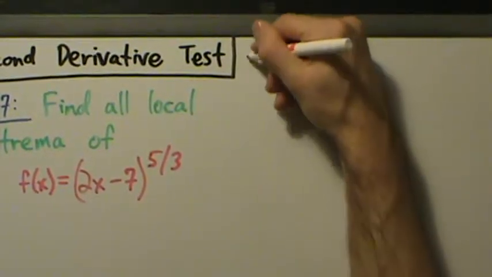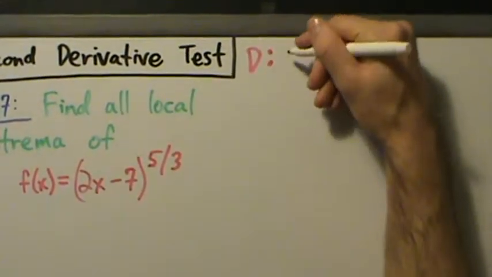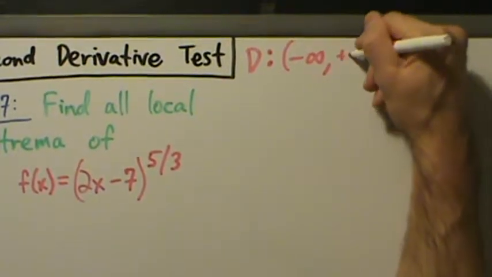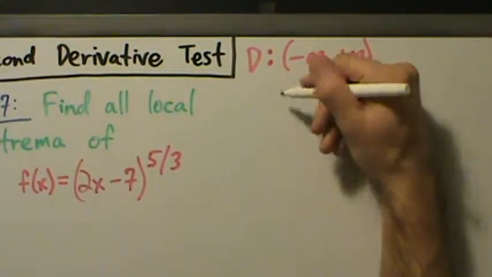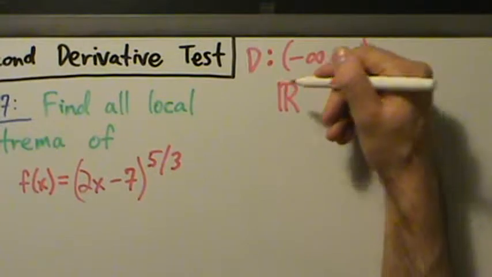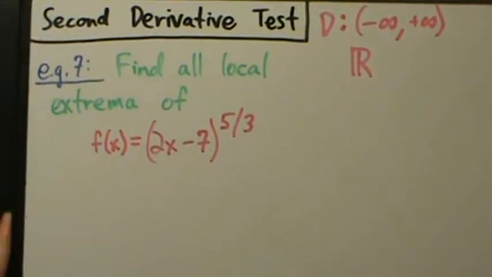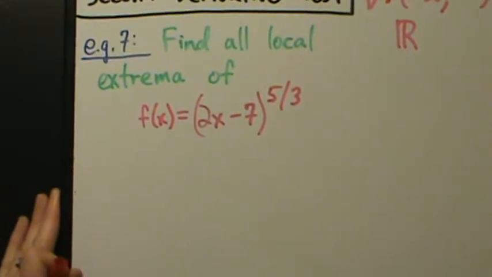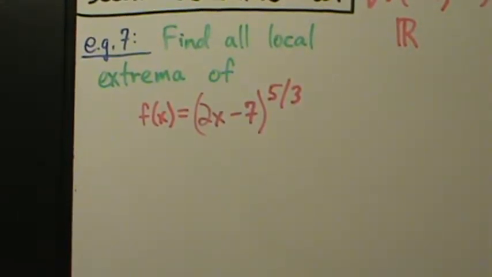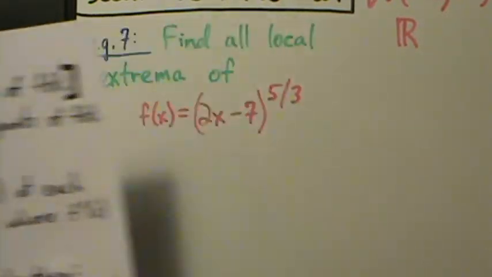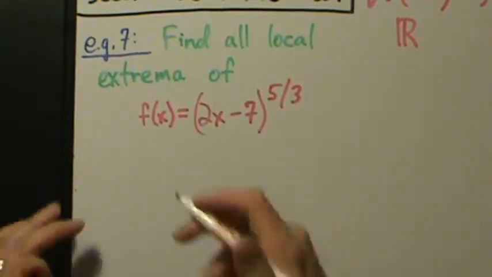So let's write that up here. Negative infinity to positive infinity, or all real numbers, or that fancy, goofy-looking R. Either one of these, all real numbers. All right, so that's our domain. That's good. So that's step 0. Now what's step 1? Find all the critical points of f of x. So let's go ahead and do that.